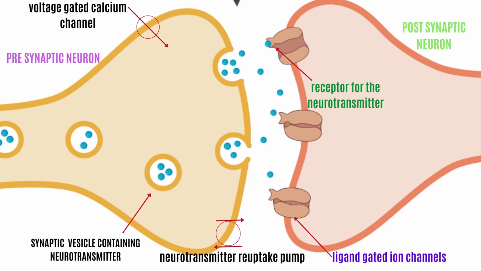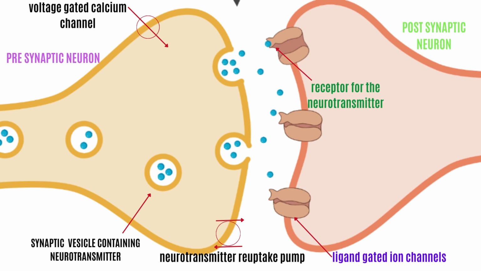The second is neurotransmitter reuptake pump, which is this circle with two opposite arrows. The neurotransmitter reuptake pump will take the remnants of neurotransmitters back to the presynaptic neuron. You may be confused at this point, but as we go through the transmission of impulse, you will understand about the function of the neurotransmitter reuptake pump.